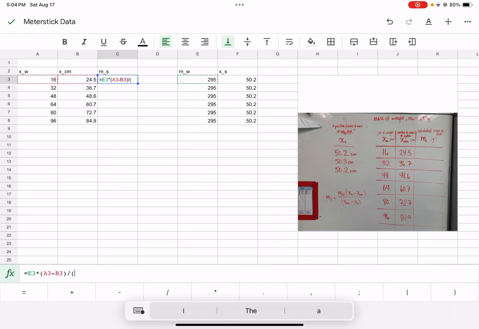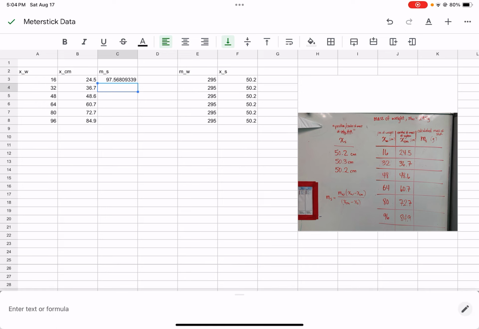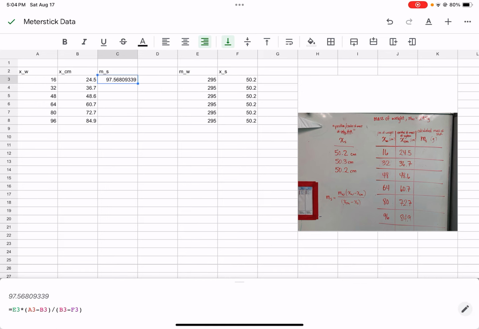Another parentheses. Make sure you have the second set of parentheses. We're going to have X center of mass again. I'm going to click on that, so B3 again. And then minus XS, position of the stick. So I'm just going to say that's 50.2. Maybe we should have taken an average of some kind, but anyhow. Let me close the parentheses. Always close your parentheses. Click enter. And so this right here is my calculated value.